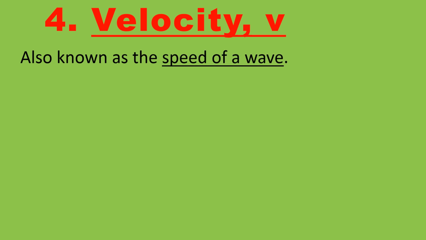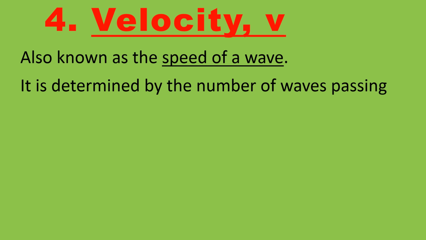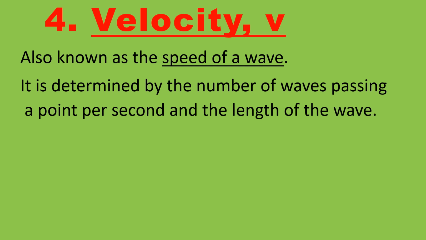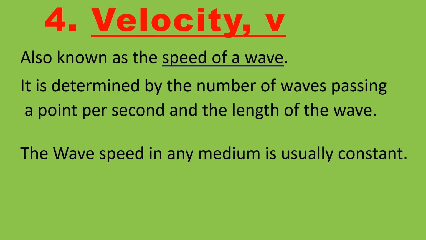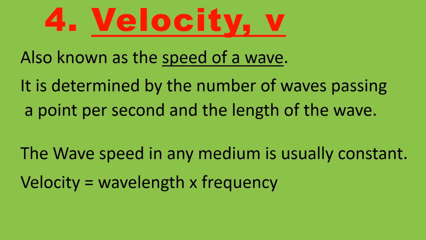The fourth term is velocity, which is denoted by letter V. This is also known as the speed of a wave, and it is determined by the number of waves passing a point per second and the length of the wave. The wave speed in any medium is usually constant. Velocity can be expressed as wavelength times frequency, which can be written like V equals lambda f.